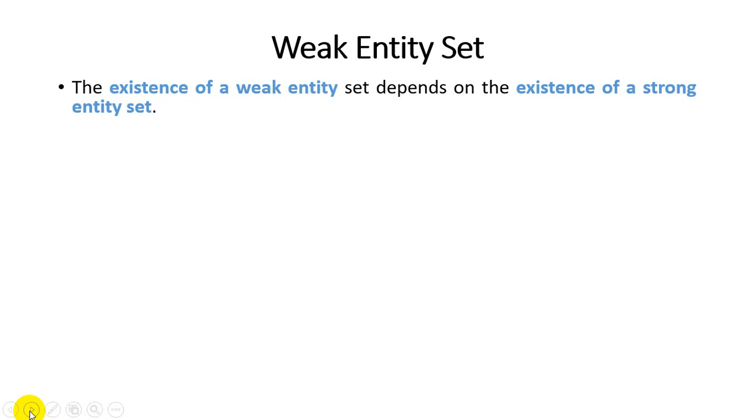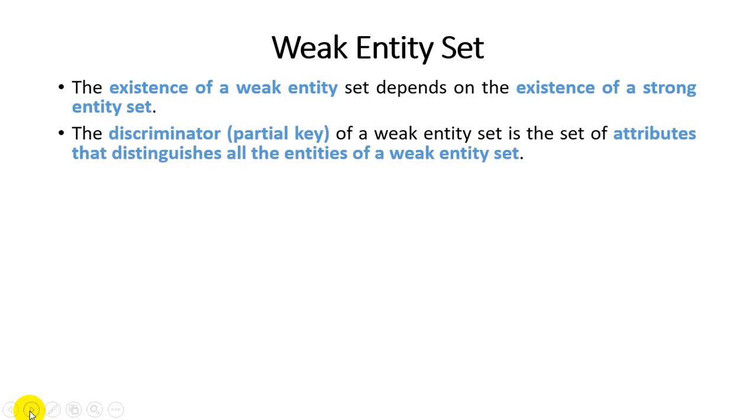Means this lone entity will depend on some other entity. So the discriminator, or we can say the partial key of a weak entity set, is the set of attributes that distinguishes all the entities of the weak entity set. Means whenever we require unique records with the help of a primary key, we can easily find them.